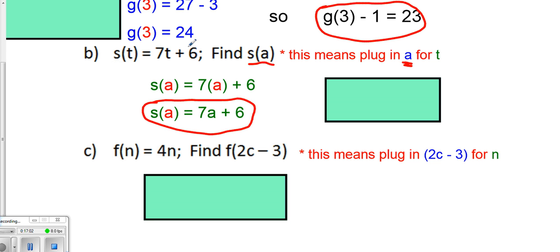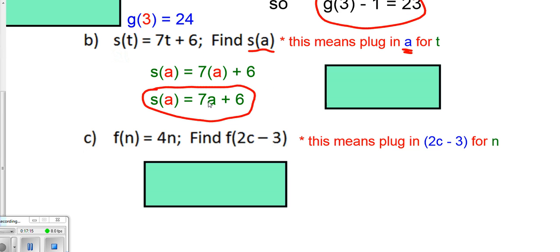Okay, it didn't really do anything to this equation here. Instead of S of t, it's now just S of A. So instead of 7 times t plus 6, it's 7 times A and then plus 6. That's all we can change on that one.